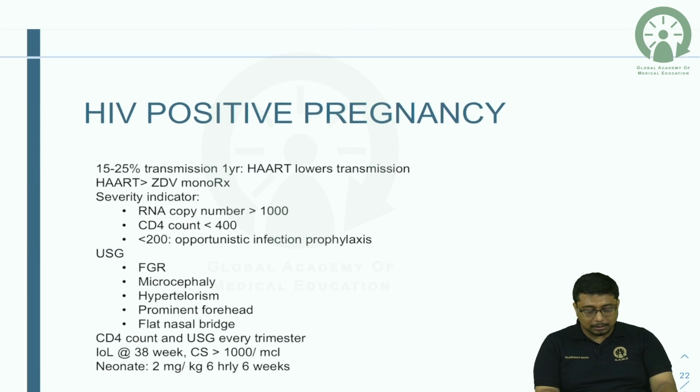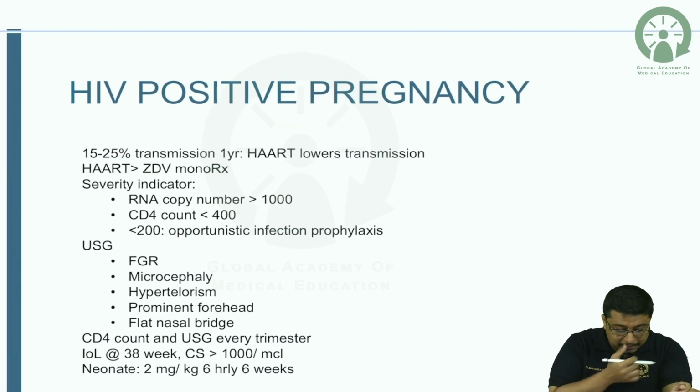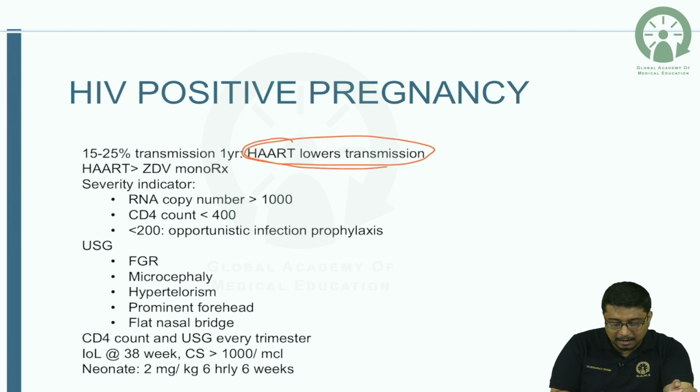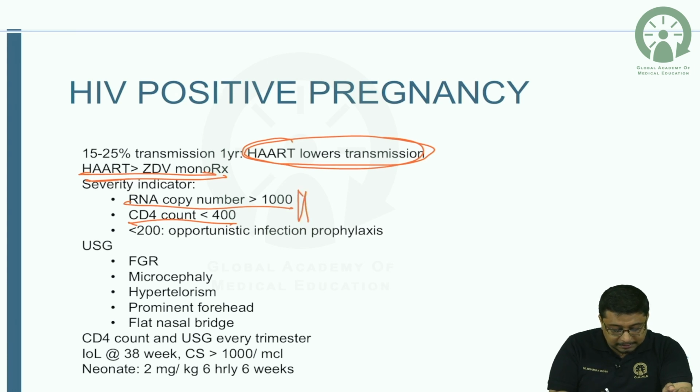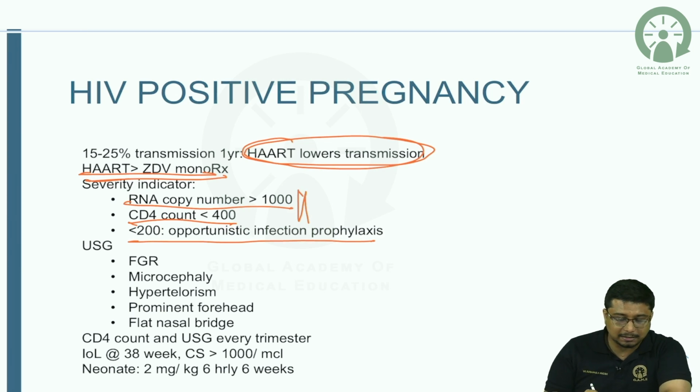Let us come to a difficult topic, HIV positive pregnancy. So HIV positive pregnancy is countered by HAART, highly active antiretroviral therapy, and that therapy is much better than zidovudine monotherapy, which was previously recommended. So if RNA copy number is high or CD4 count is less than 400, then it is severe HIV infection. And if less than 200, then opportunistic infection prophylaxis, like prophylaxis for Pneumocystis jirovecii and all, is recommended.